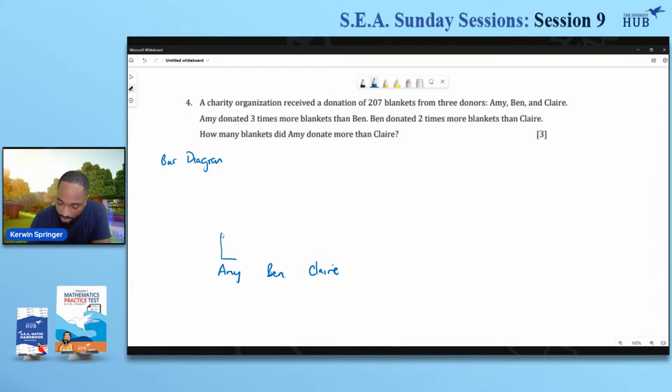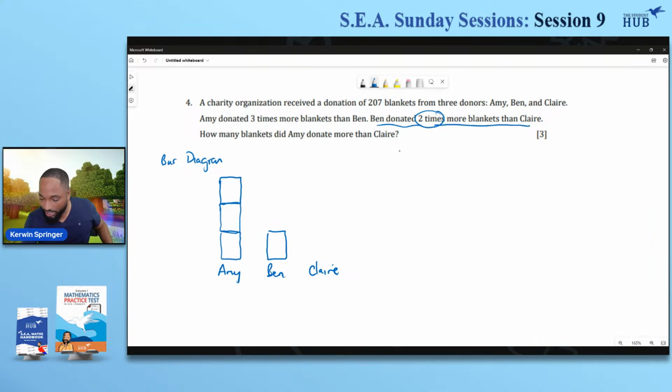So Amy had 3 times as many as Ben, right? I'm drawing them big because I saw something is about to happen. So this is Ben, and Amy has 3 times the amount as Ben. But Ben donated 2 times than Claire. So I'll have to put Claire half of Ben. You all agree?